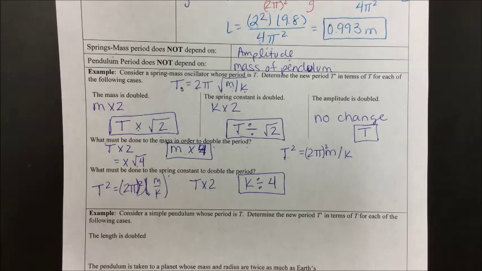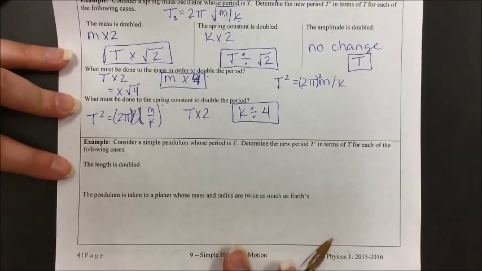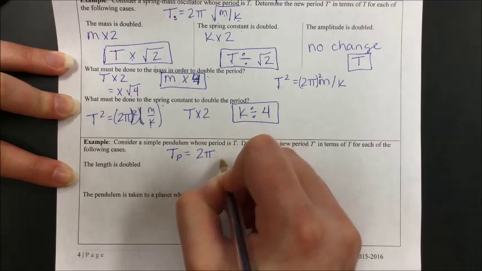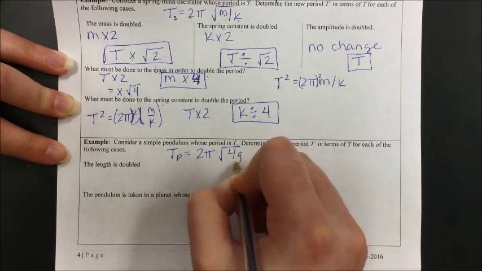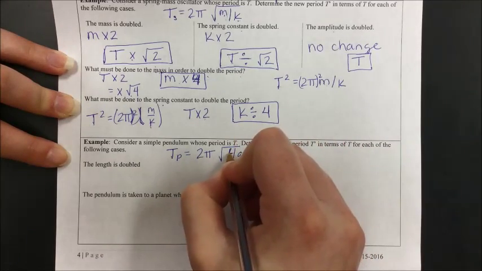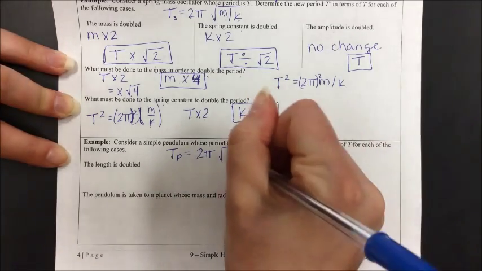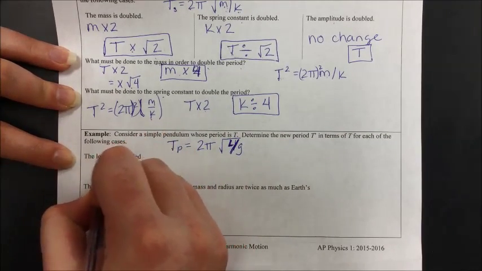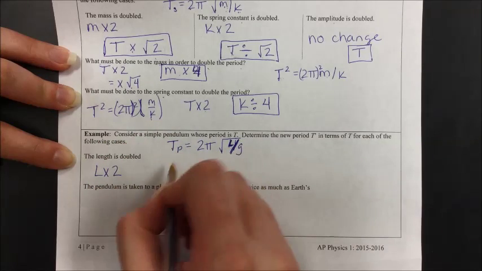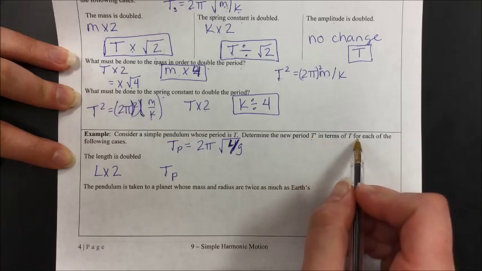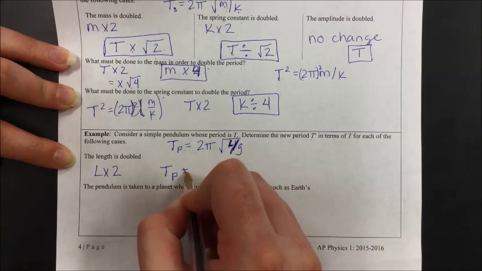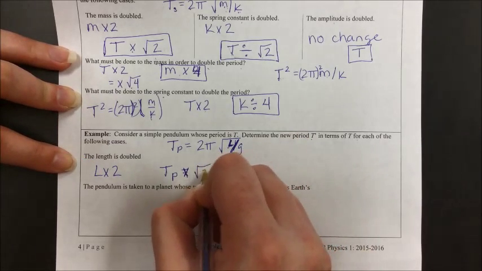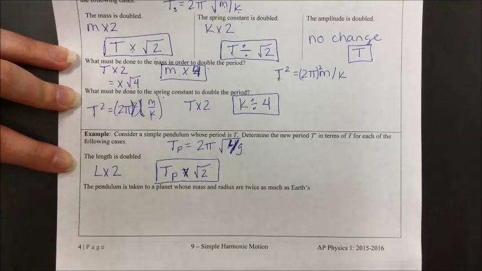So we're going to do the same thing for a pendulum. We want to write down our new formula that we're looking at. And that's an L, not a 4. Exaggerate that. There we go. So if we double the length, again, the period, because we're determining the period, is now going to be multiplied by the square root of whatever we did. So again, square root of 2.